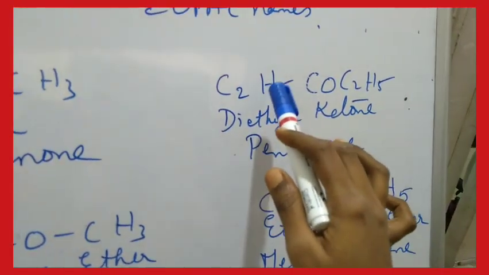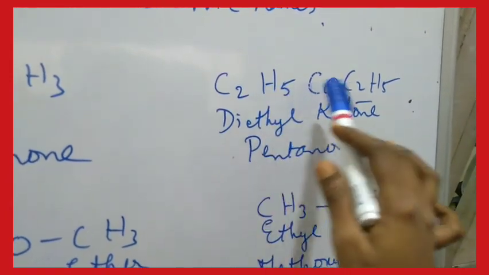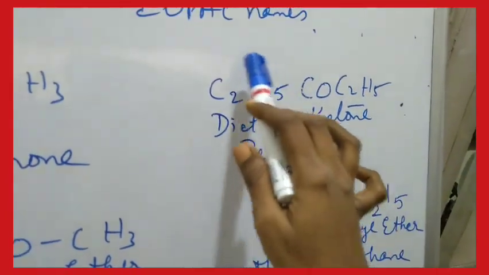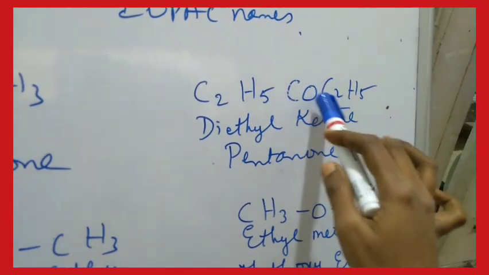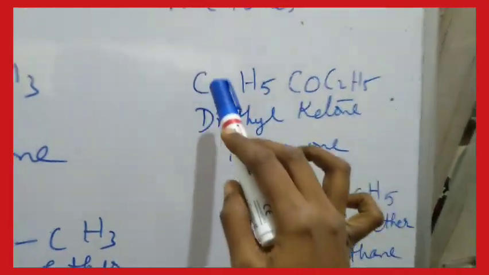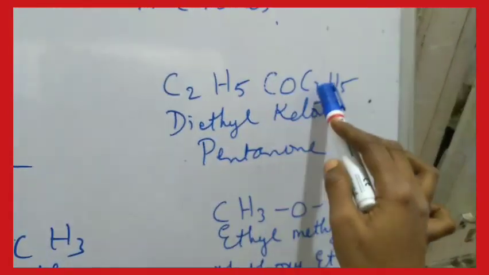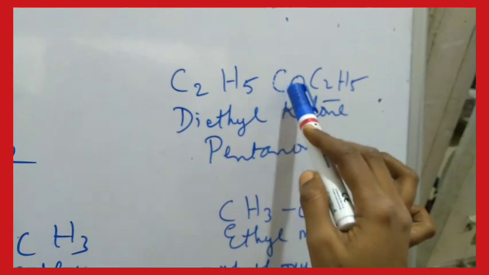One more example, C2H5COC2H5. R I have taken as C2H5, C2H5. How many C2H5s are there? This is 1 and this is 1. 2 times it is repeated, so you call it di. Di means 2. Diethyl. This is ethyl, this is also ethyl. So diethyl ketone. In the middle you have CO.